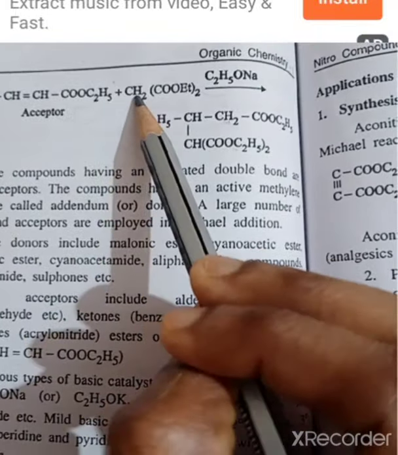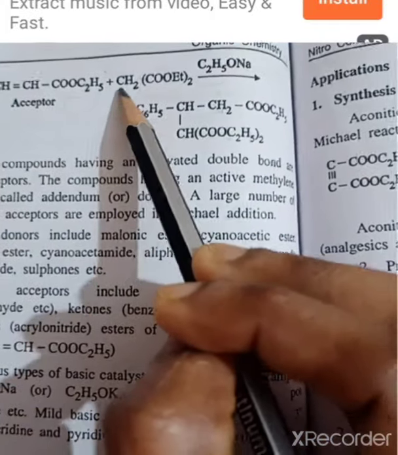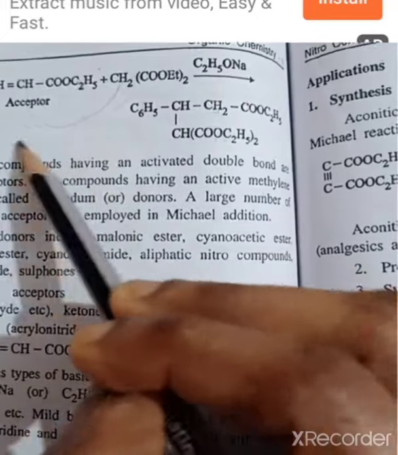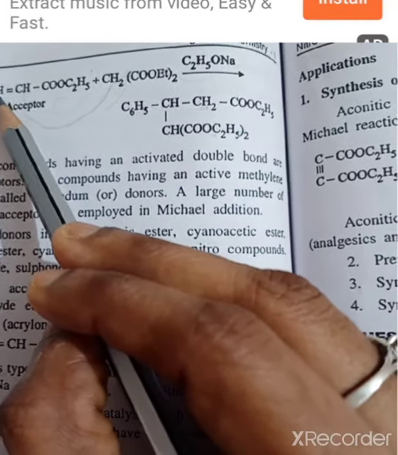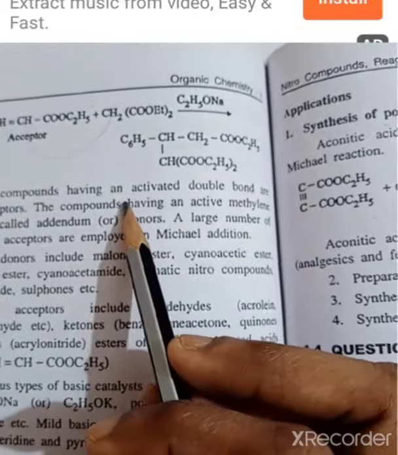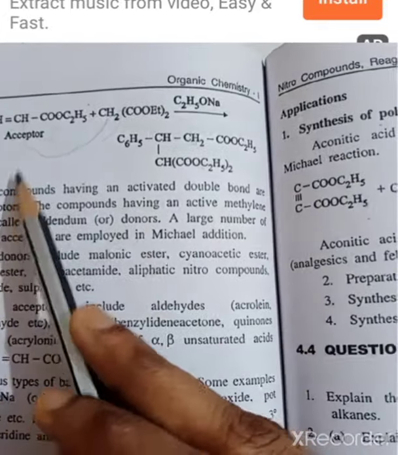Here the CH minus, one hydrogen will be directly added in this group. Okay, here the CH minus group directly attacked in this position. Sorry, directly attacked this third position. So it becomes C double bond O twice. So it is a normal compound. So this compound having an activated double bond, so it contains one activated double bond, is said to be the acceptor.